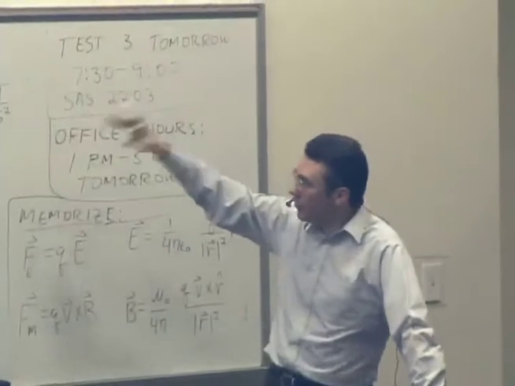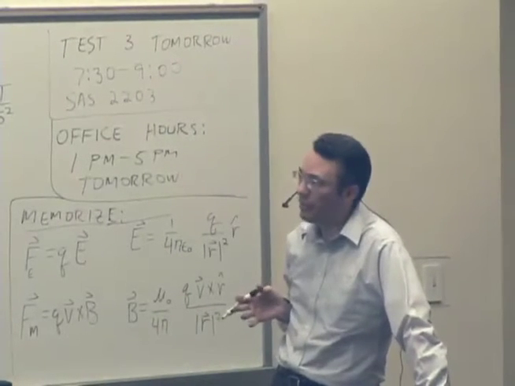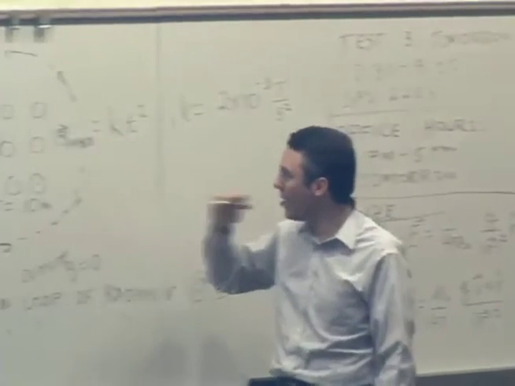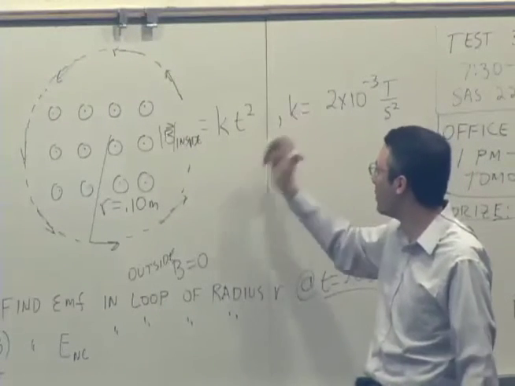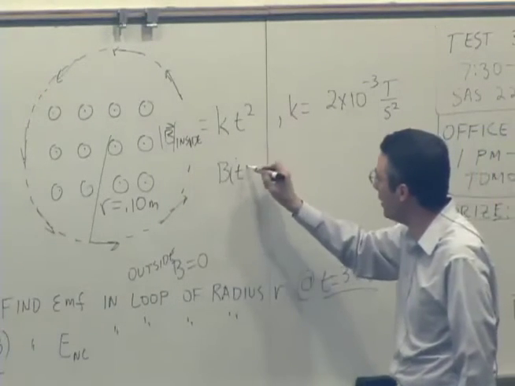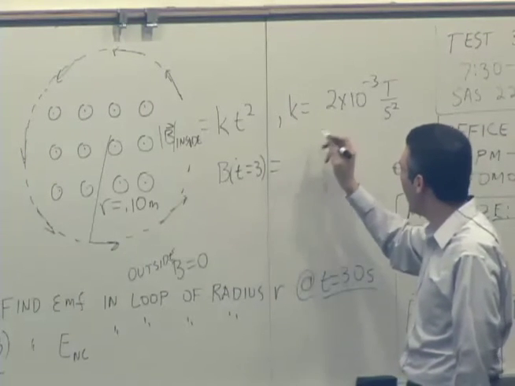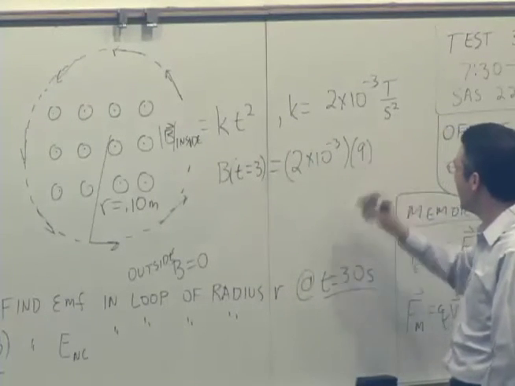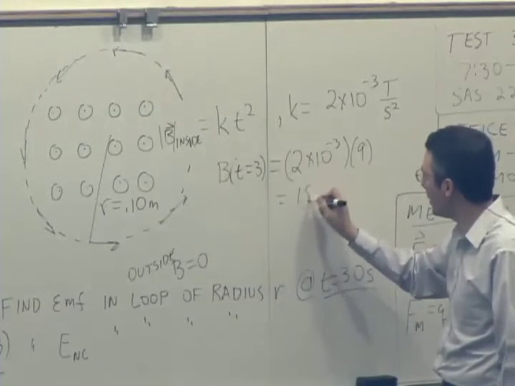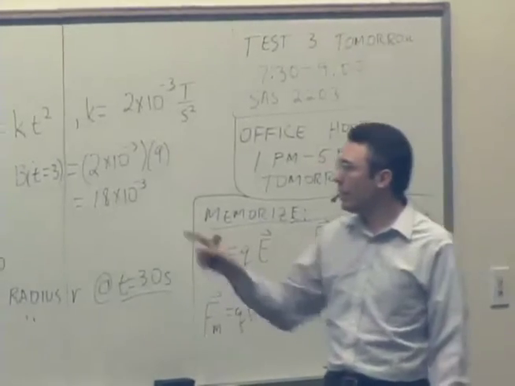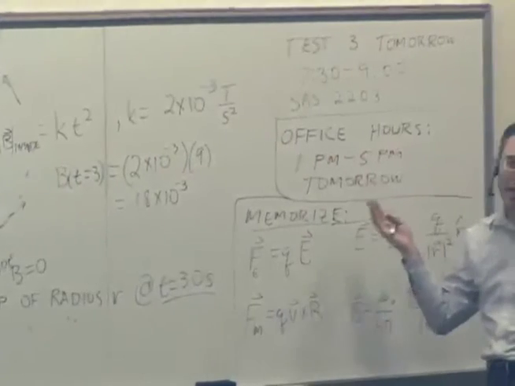But the point is that when you're dealing with a situation like this, where you have a magnetic field explicitly depending on time, don't plug in the numbers right away. You want to take the derivative first. One common mistake is to say, okay, I want to find this at time equals 3, so I can plug in B at t equals 3. Then I'd have 2 times 10 to the minus 3 times 9, since t squared is 9, and so that is going to be 18 times 10 to the minus 3. And then I say that times pi r squared is my EMF.